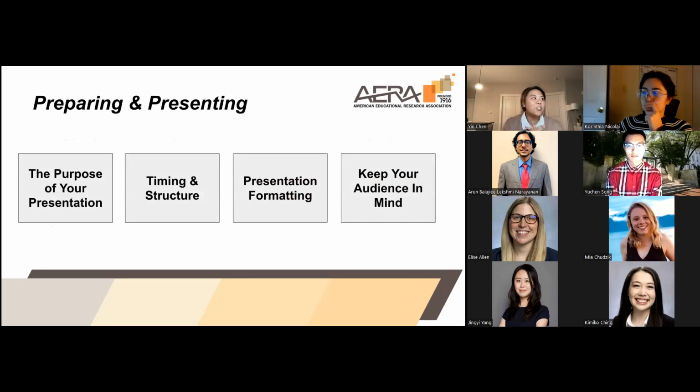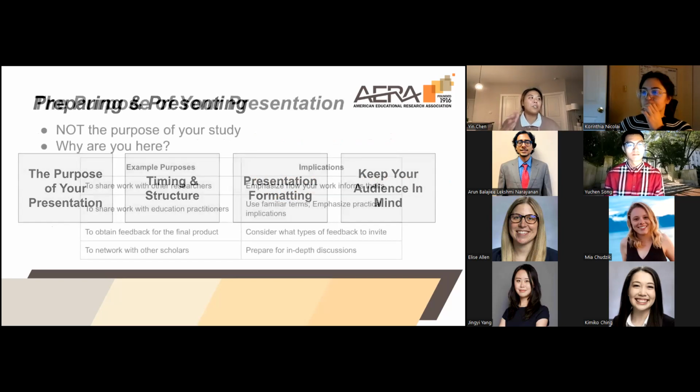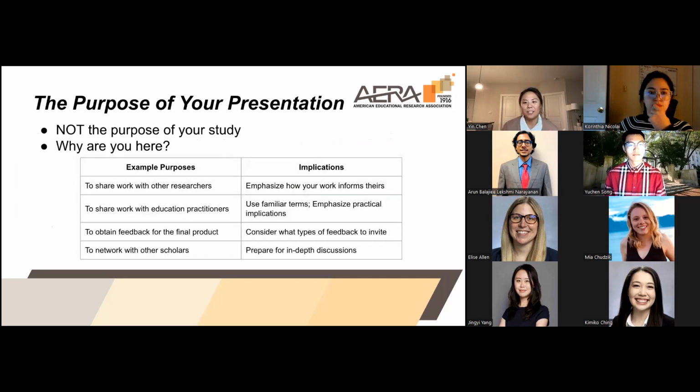So next we'll move on to the session about preparing and presenting your research. And so I think there are 4 things to keep in mind when you're preparing for a roundtable discussion. Now, some of these tips will overlap with just presenting in general, but I think they'll be really crucial for roundtables specifically as well. So first of all, I want you to think about the purpose of your presentation.